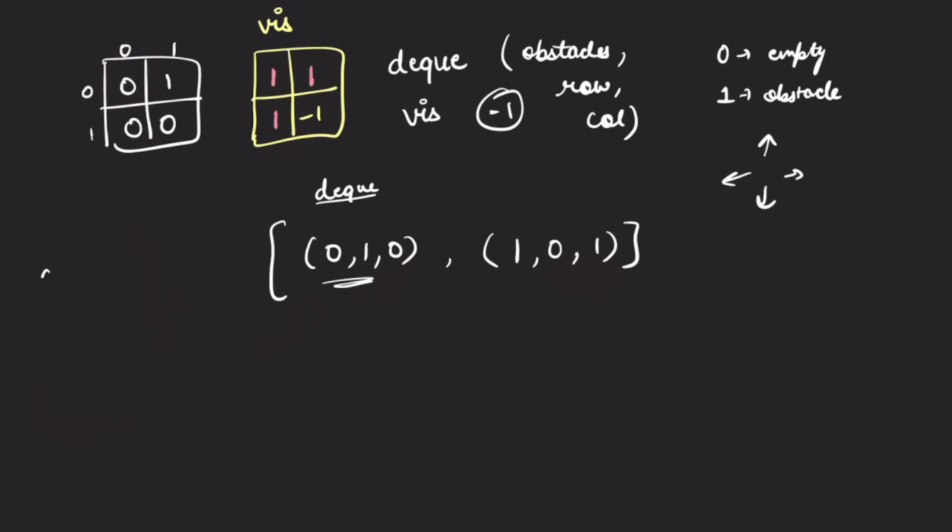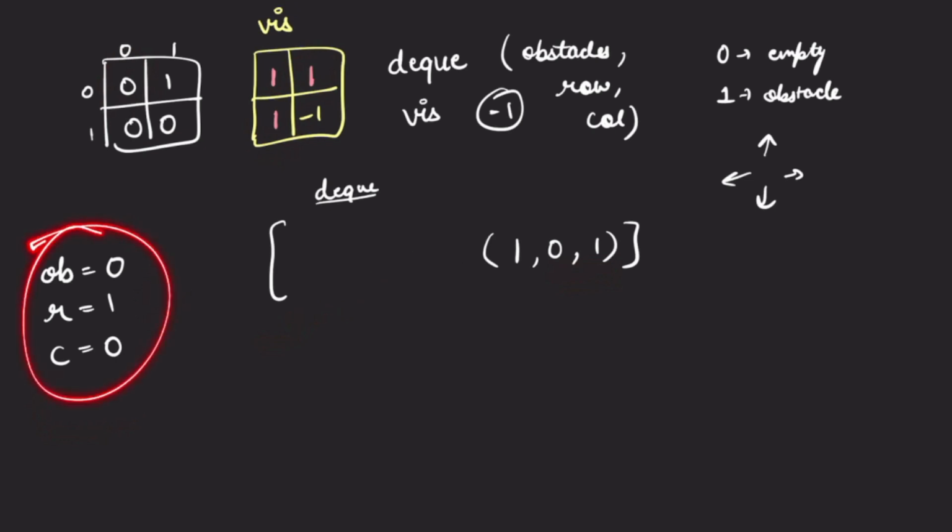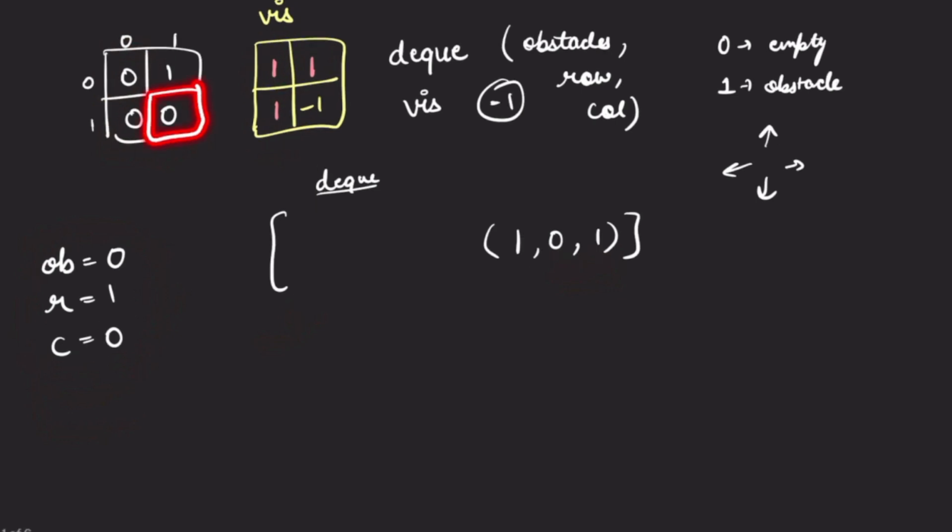So this will be popped out. Number of obstacles will be 0, row is 1, column is 0. So this will be removed. Now for this, is it the bottom right cell? No. So let's see its neighboring cells. This is the current cell that we are considering. The neighbor cells are 0, 0 and 1, 1. But if you see, 0, 0 is already visited, so this one we won't consider.